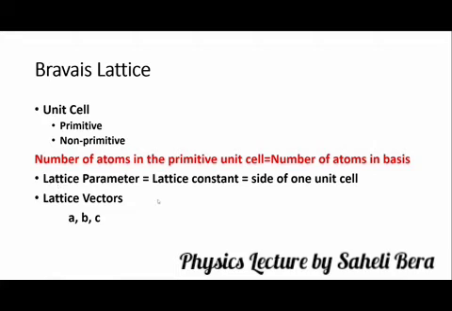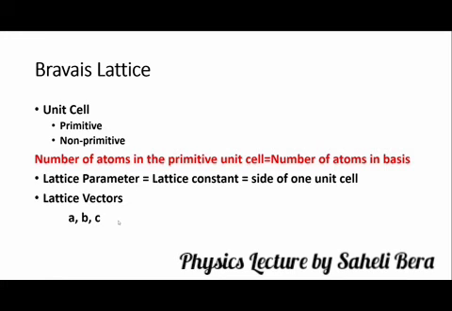Okay, now there is another term called lattice parameter or lattice constant, which is basically the side of the unit cell, and it can be represented by small a. There can be lattice vectors. So this A, B, C should have an arrow on its head, but I did not find the arrow, so just for your understanding, when you write it in your notebook, please put an arrow above A, B, and C. So these are the lattice vectors.